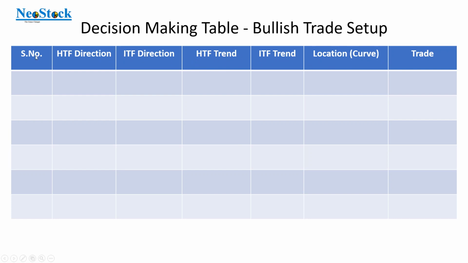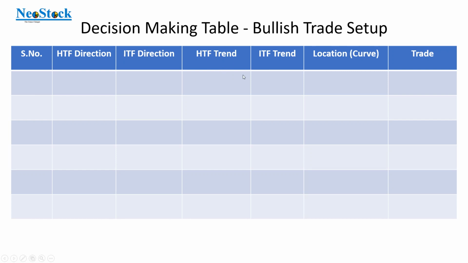The first column is the serial number, leave that. The first parameter is HTF direction, and the second one is ITF direction. The third one is HTF trend. Generally we look for trend only in the ITF time frame. But now we are making our analysis even stricter by introducing one more time frame, the HTF. I want to consider HTF also for the bullish setup so that it will be more superior.